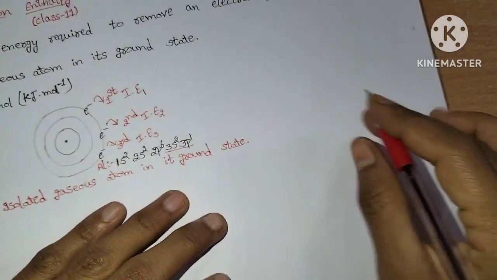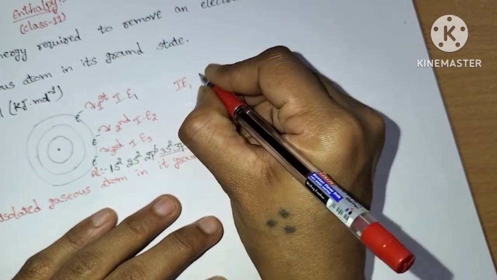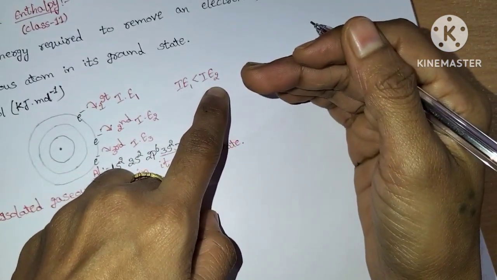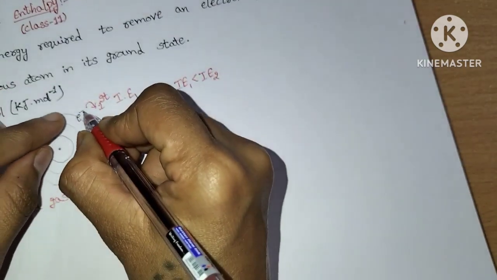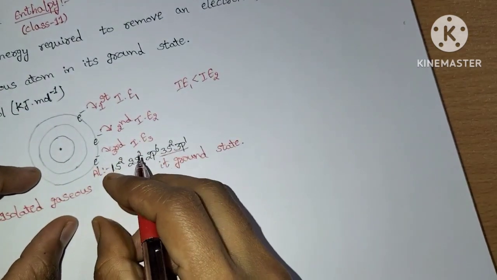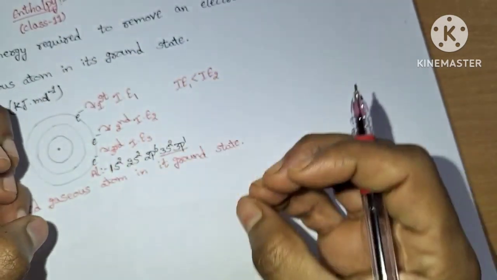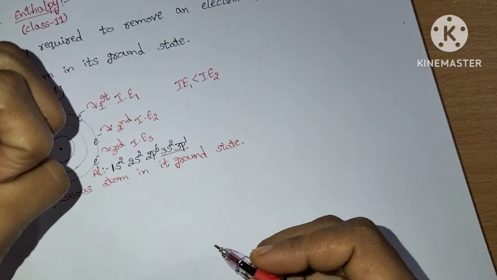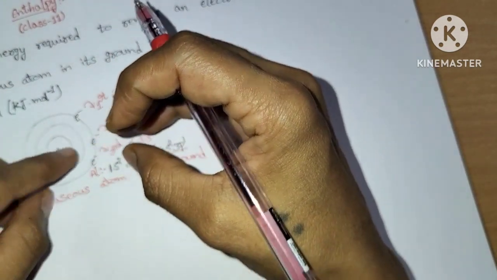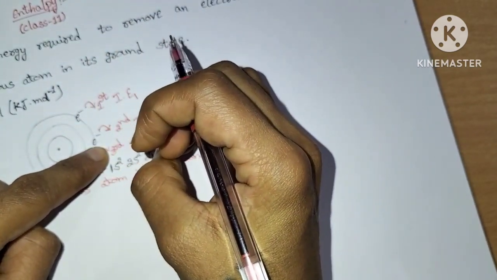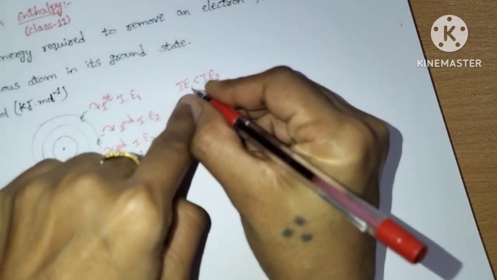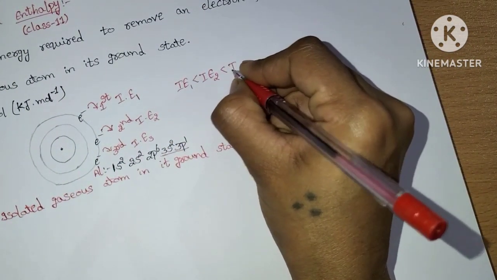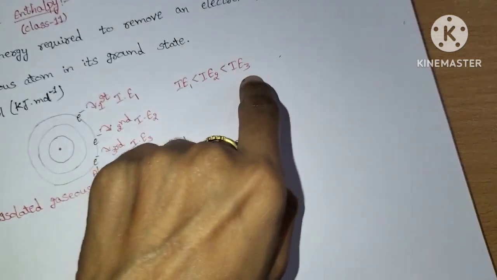And here, if you take the comparison, IE1 is less than IE2. Means IE2 is high compared to IE1 because after removing this electron, the atom will get a positive charge. Means nuclear charge is increasing. That nuclear charge will hold the remaining electrons very tightly. So if the second electron also has to be removed, it takes more energy. That's why compared to IE1, IE2 is more. In the same way, compared to IE2, IE3 is still more.